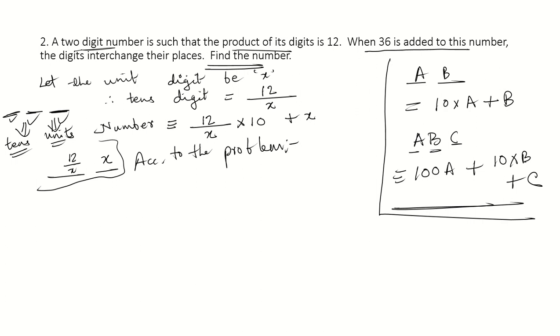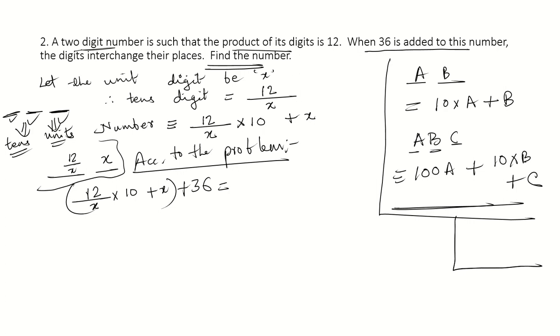So based on the problem, we can write 12 over x times 10 plus x. When 36 gets added to this number, the digits interchange their places. That means now the digits are not 12 over x and x. This is not the digit now. The new digit is x and 12 over x here.